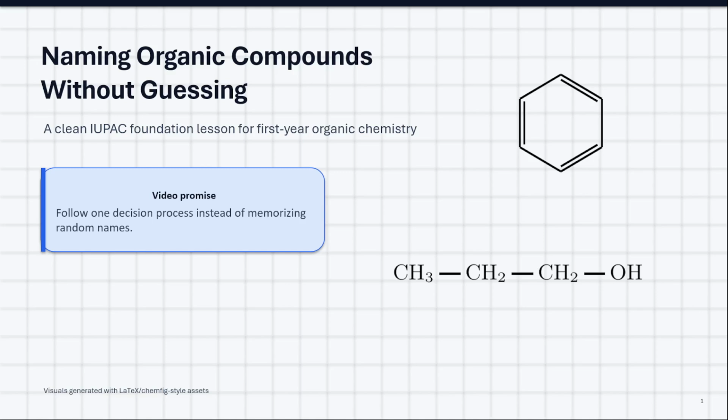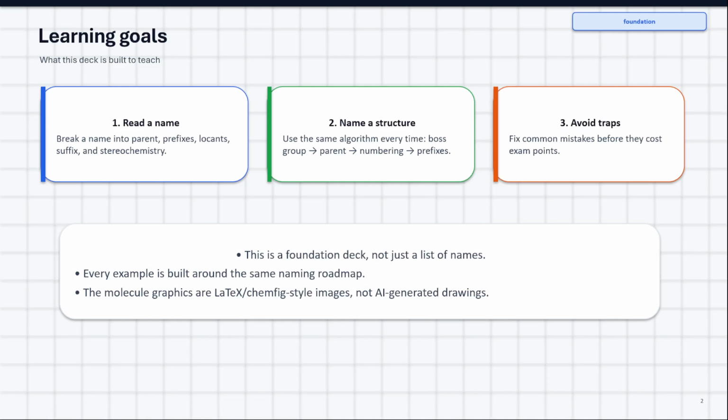It tells you the main carbon skeleton, what functional groups are present, where they are located, and sometimes the 3D arrangement. The goal of this video is to give you one decision process that you can reuse again and again. We are going to start simple, then build up to functional groups, common traps, and practice problems. Before we start naming examples, here is what this lesson is meant to teach.